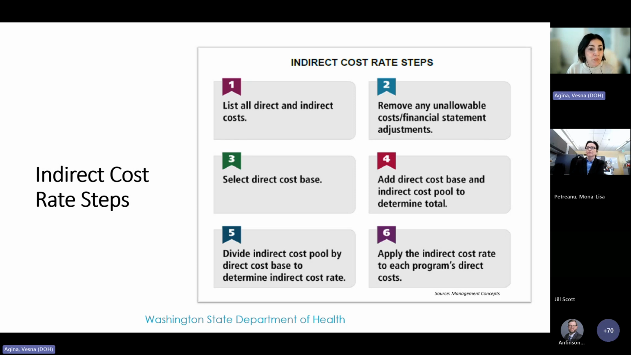Then you're also looking at which base you're going to select. Again, this is completely up to your individual organization. There's no one-size-fits-all. It just depends on what works for you. And then you are going to add up your direct cost base, and separate your indirect cost from the total. And again, make sure that everything reconciles. Then you're dividing your indirect cost by your direct cost base to determine your rate, and then you are applying that rate to each program's direct cost.